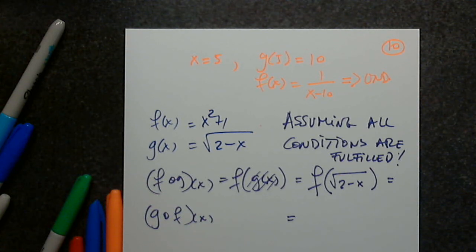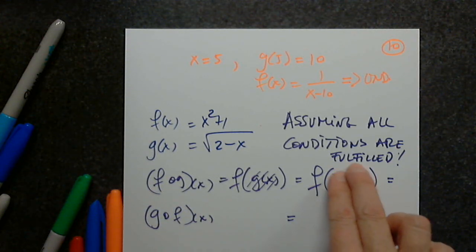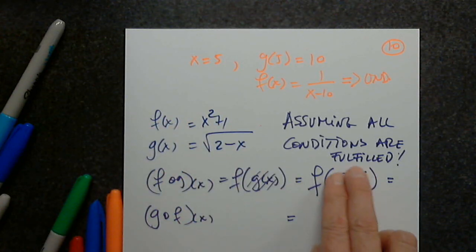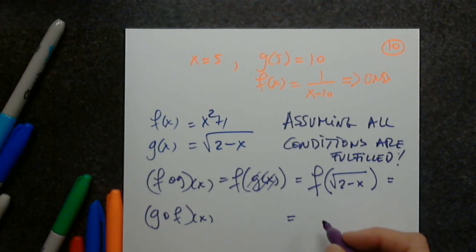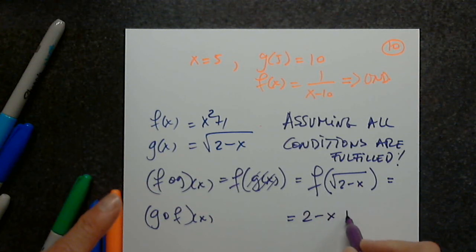Can anyone tell us what the blah is? I know it's silly to say that, but you know what I mean. This is my blah, and this is my blah. Blah squared plus 1. But now this is what I have to plug in. So what do I write? In parentheses, square root of 2 minus x squared. Very good, which is 2 minus x plus 1.